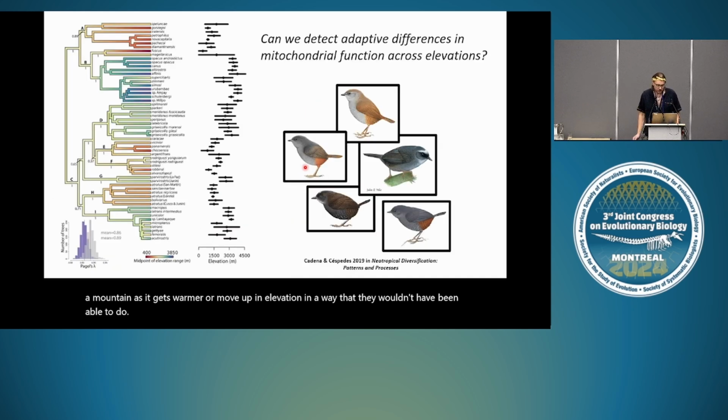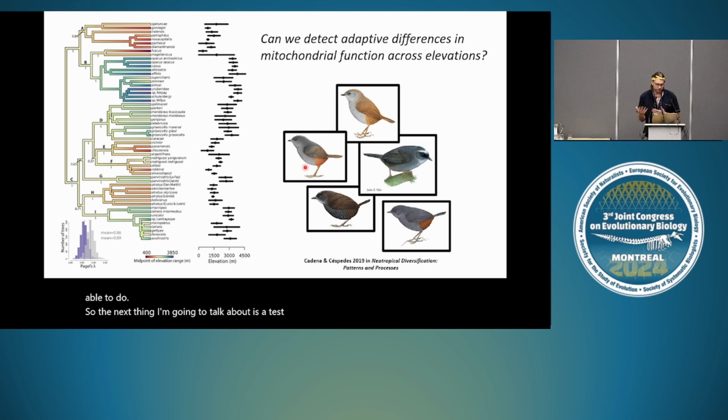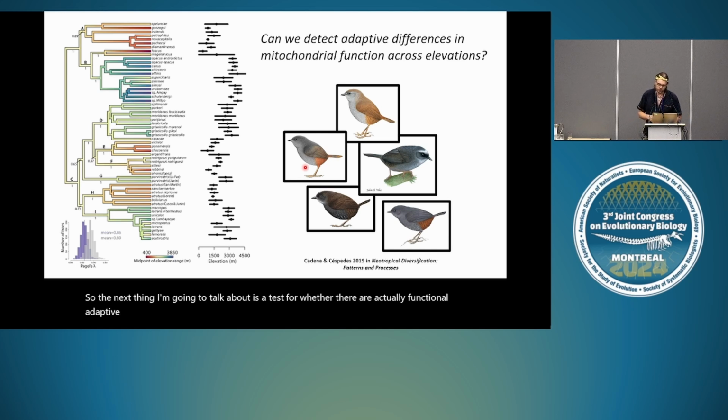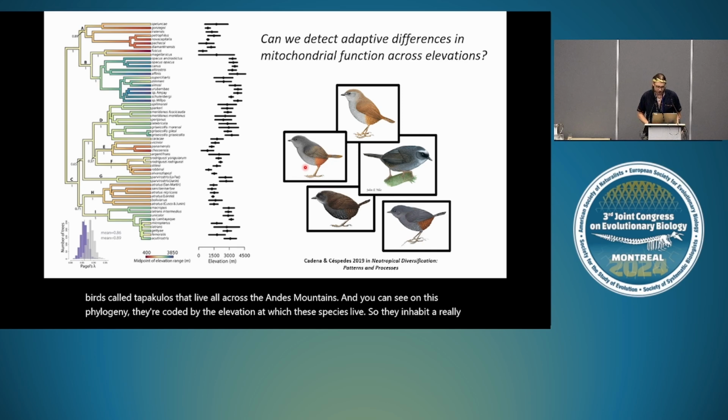So the next thing I'm going to talk about is a test for whether there are actually functional adaptive differences in mitochondria across elevations. And so we're going to work with these birds called tapaculos that live all across the Andes Mountains. And you can see on this phylogeny, they're coded by the elevation at which these species live. So they inhabit a really diverse breadth of climatic niches.